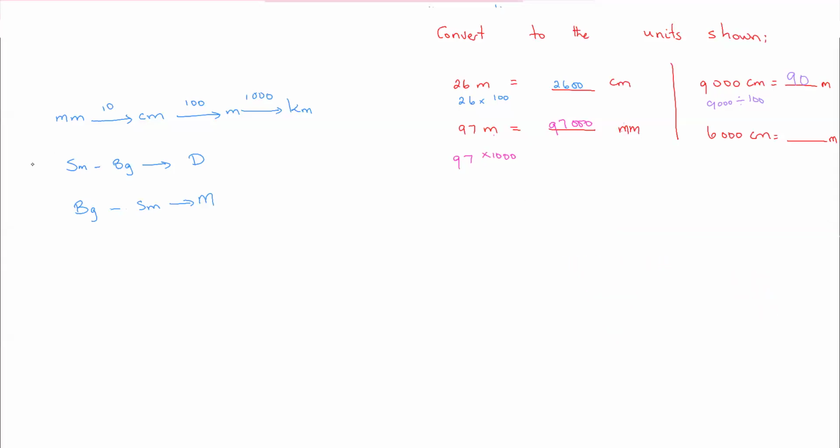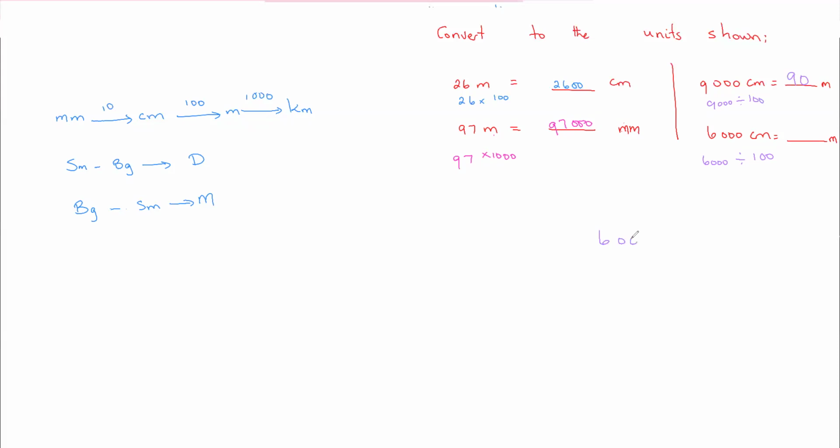Then last one. They gave us 6,000 cm to meters. Cm to meters, again, 100. What do we do with the 100? Do we multiply? Do we divide? So you ask yourself, are we moving from a smaller to a bigger or a bigger to a smaller? We move from a smaller to a bigger, so we divide. Correct. So we're moving smaller to bigger, so we divide. So you have 6,000 divided by 100.